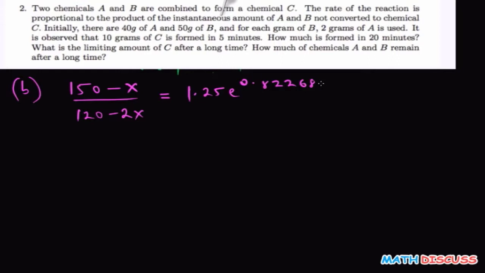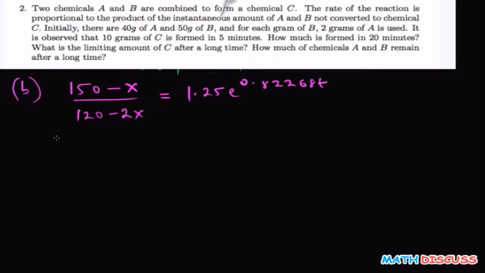so recall that this is what we had for our general solution, (150 minus x) divided by (120 minus 2x) equals 1.25 e to the power 0.2268 t. This was what we obtained as the general solution. Now the main thing is, let's make x the subject of this equation.